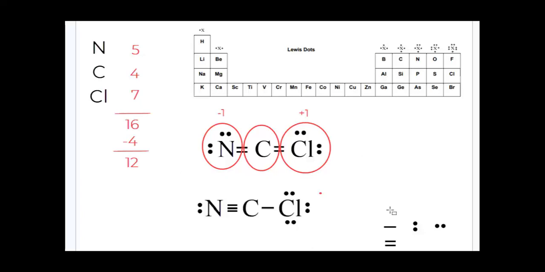Here we've got another possible Lewis dot structure. This one has a triple bond between the carbon and the nitrogen. We have 2, 4, 6, 8 around the nitrogen, 8 around the chlorine, and 8 around the carbon. This structure is a valid one. Let's check its formal charges.